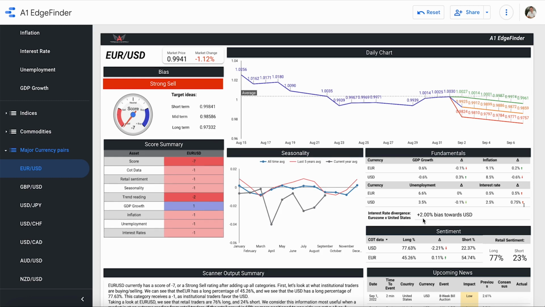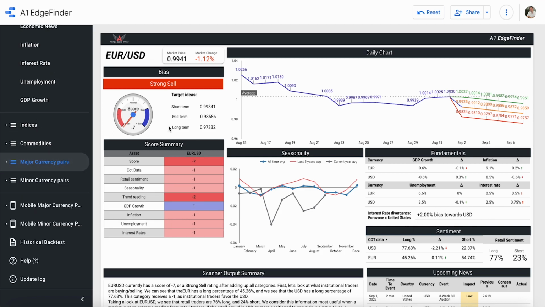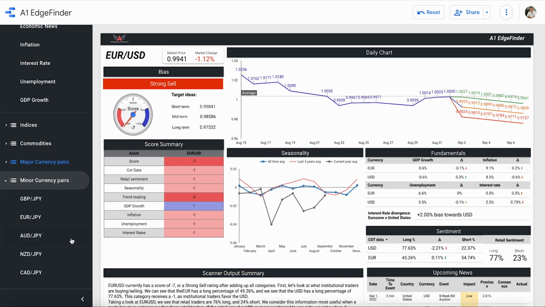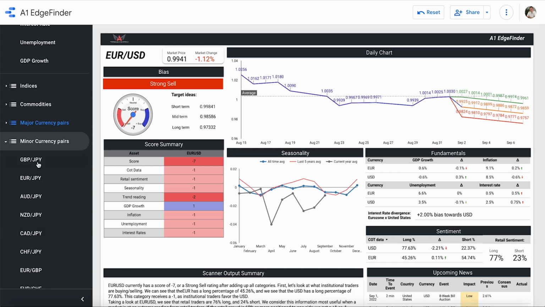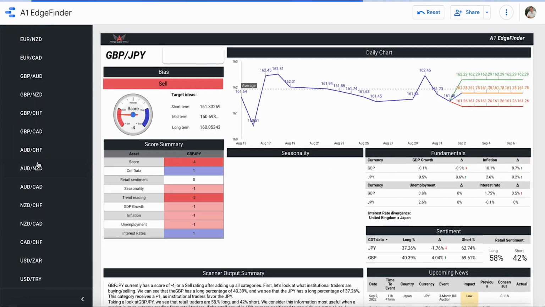Okay, but we can see that we have a 2% bias towards the US dollar because, again, we have 0.5 and 2.5 interest rate, and the difference between those two is 2. I'm going to see if we can find an example of a +1 interest rate. So if we go through here and select another currency pair at random, look at that. There we go, a +1 interest rate.